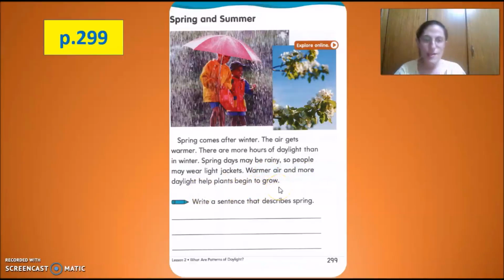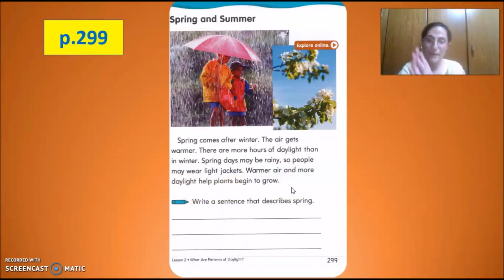So I'm going to reread it. We listen up carefully. Spring comes after winter. The air gets warmer. There are more hours of daylight than in winter. Spring days may be rainy, so people may wear light jackets. Warmer air and more daylight help plants begin to grow.